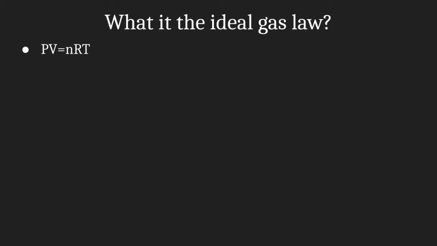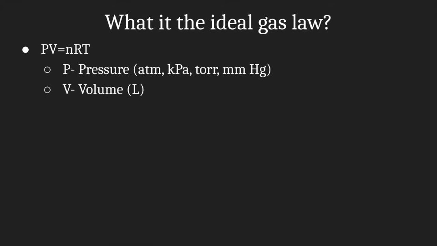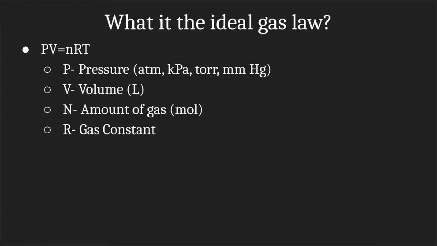So mathematically, we are going to write that the ideal gas law is PV equals nRT, where P is the pressure measured in atmosphere, kilopascals, torr, or millimeters of mercury. V is the volume measured in liters. N is the amount of gas measured in moles. R will be our gas constant, we'll come back to that. And T for our temperature must be measured in Kelvin, not Celsius.